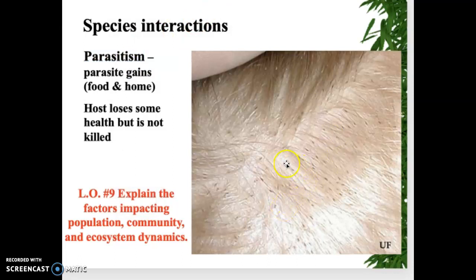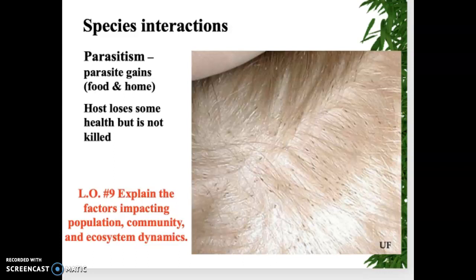Fleas on your dog? Hopefully not on you. Bed bugs, ticks, mosquitoes, mites. I want you guys to go back through the different groups we've talked about and think about all the species that have parasitic ecological roles. There are fungus that are parasites. There are bacteria that are parasites. There are plants that are parasites. There are animals that are parasites. There are protists that are parasites. Every kingdom, every supergroup, everything we've talked about, we can find examples of parasites within them.